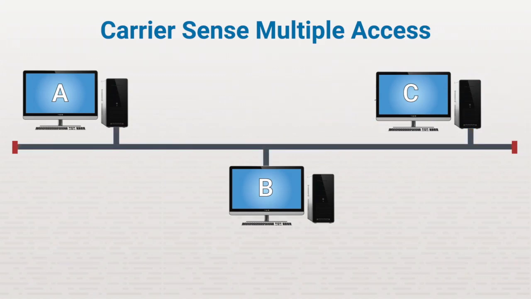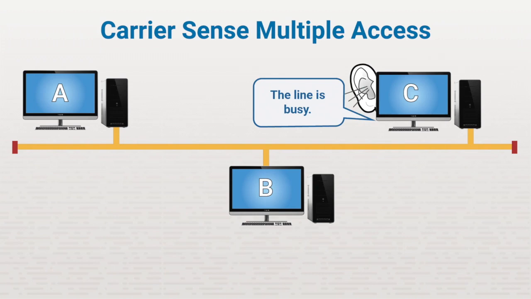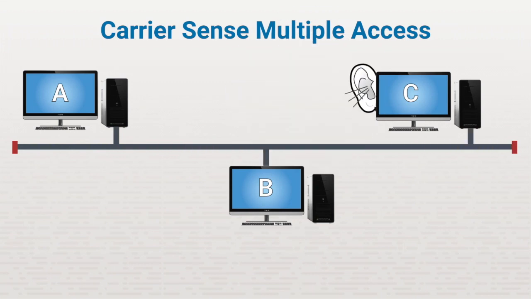Now, let's suppose that computer C has a message to send to computer B. It'd go through the same process. First, it listens to the medium to determine if it's busy, but this time computer A is in the middle of a transmission. Computer C can tell that a signal is being transmitted on the wire, so it waits for a random period of time. While it waits, computer A finishes its transmission. Computer C then listens again, and hearing that the transmission medium is now clear, it transmits the message to computer B.